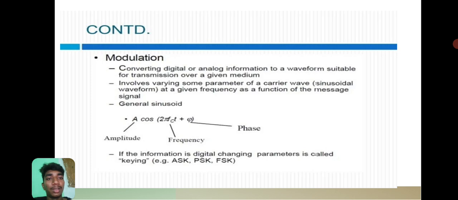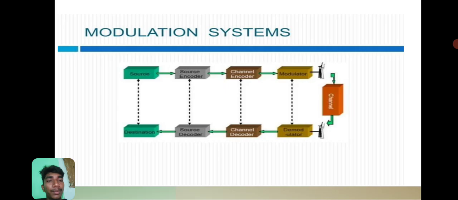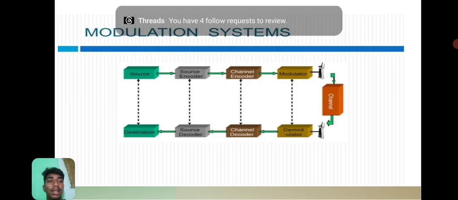General sinusoidal: A cos(2π fc t + φ). A is equal to amplitude, fc is equal to frequency, φ is equal to phase. If the information is digital, changing the parameter is called keying. Examples: ASK, PSK, FSK. Modulation system: source encoder, channel encoder, modulator, channel.